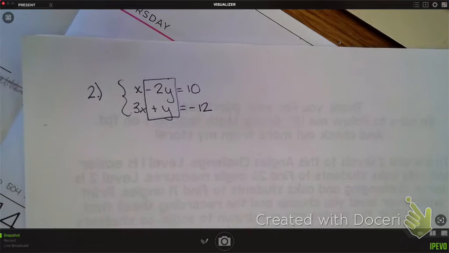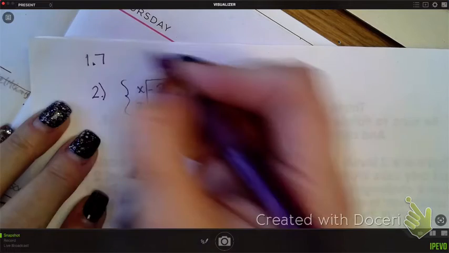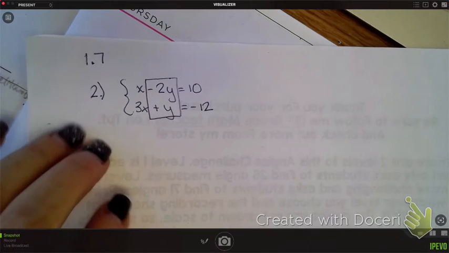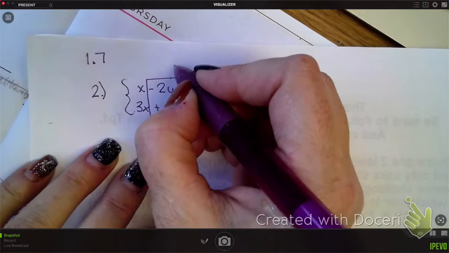Okay, so maybe I didn't say this before. 1.7, this is the intro to our 1.7 in our book. So we're going to review the Algebra 1 concepts. We are going to start with elimination.